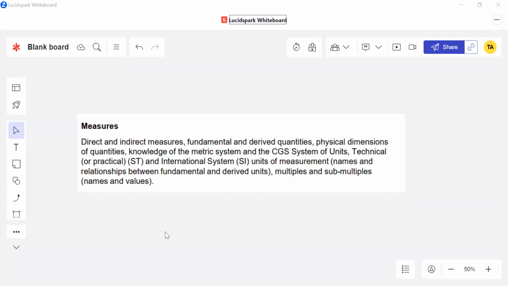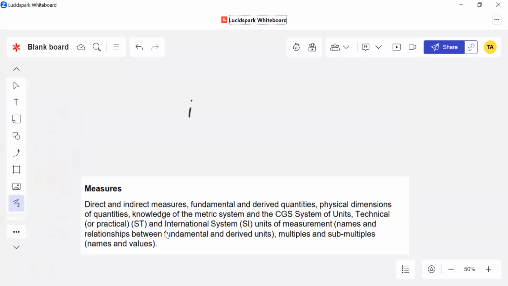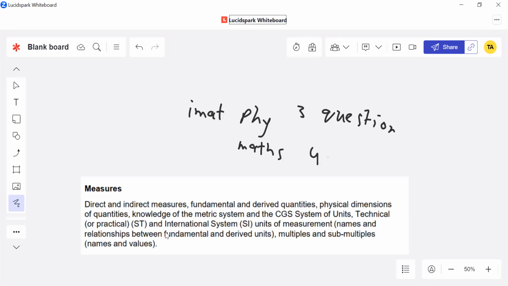All right, let's start. So, this class we'll do IMAT physics. Every year there's around three questions from the physics part of IMAT, so you don't really have to worry much about physics. Just go through the classes I do and you will be good. But everywhere there's three questions from physics and like 4 5 questions from maths. So around 4 5 questions from maths and 3 questions from physics.